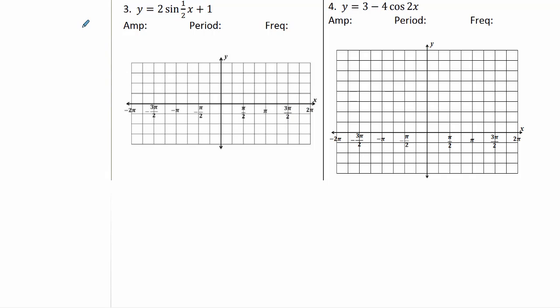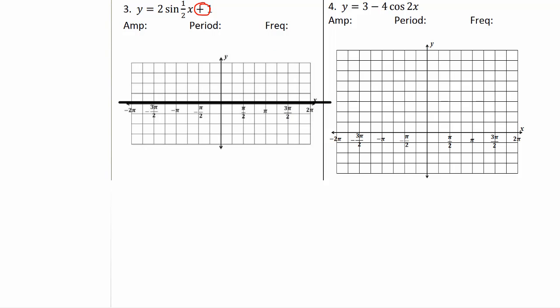All right, number 3 here. So now we have this +1. In our traditional graph, without that +1 there, or in this case the +3, our equilibrium point is going to be our x-axis, okay?